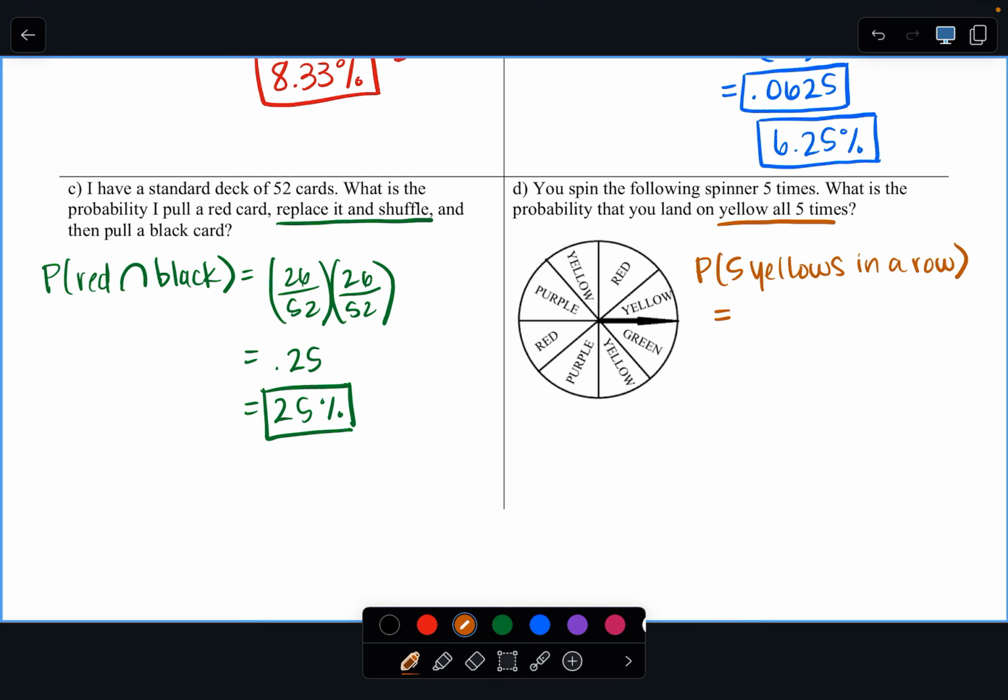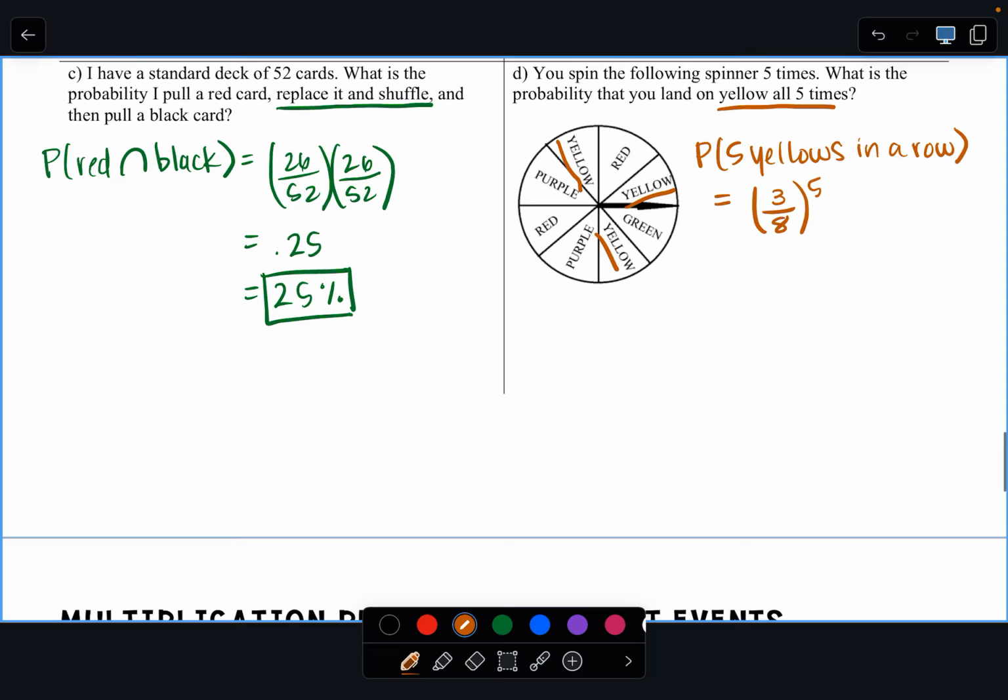So if I want them all to occur together, there are 3 of the 8 wedges that are yellow. And I'm not going to write them 5 times. I'm just going to say I want to take this to the power of 5. So again, if you know those probabilities are not going to change, you can use an exponent to say this is how many times it's going to occur. So this is going to be 0.0074, which is the same thing as 0.74% if I wanted to write it that way.